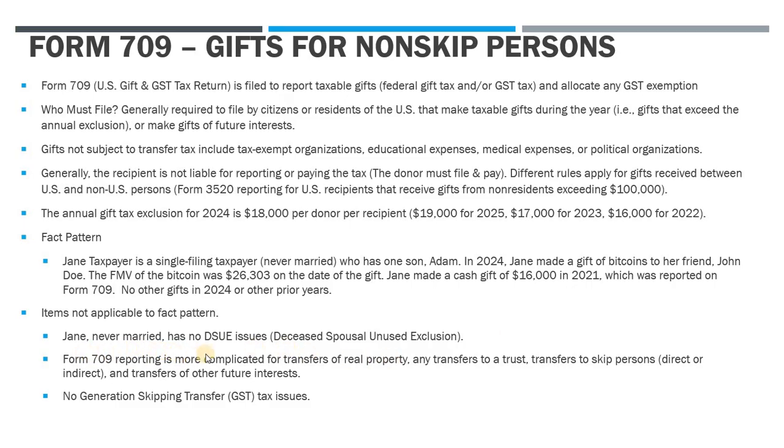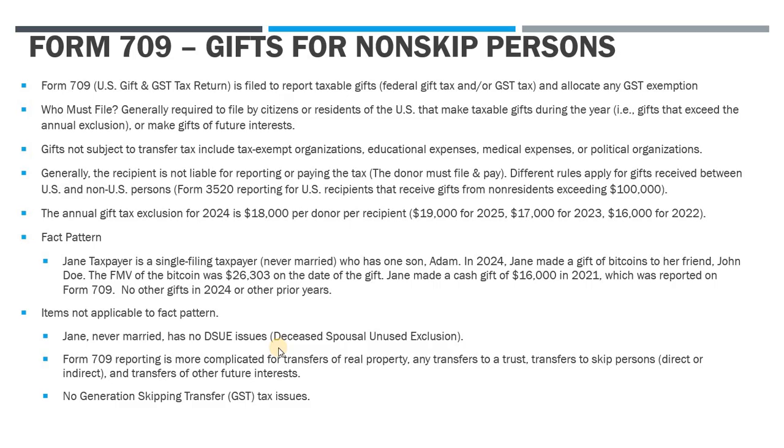Now, the items that we're not going to have in this fact pattern, because Jane has never been married, there are no DSUE issues. So DSUE is a deceased spousal unused exclusion, and essentially how that kind of works is if you were married and your spouse predeceases you, any unused exclusion that they might have when computing their gift or estate tax can be transferred to you. Doesn't apply here because she was never married, so it doesn't apply to this fact pattern.